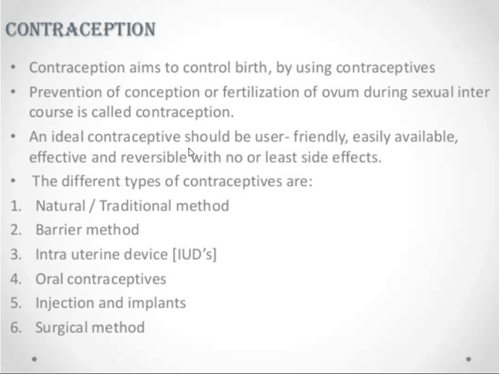An ideal contraceptive should be user friendly, easily available, effective and reversible, with no or at least less side effects. The different types of contraceptives that can be used are natural or traditional method, barrier method, IUDs, oral contraceptives, injections and implants, and the surgical method. So these are various categories, or you can say different types of contraceptives which can be used.